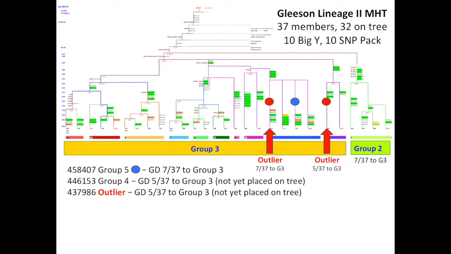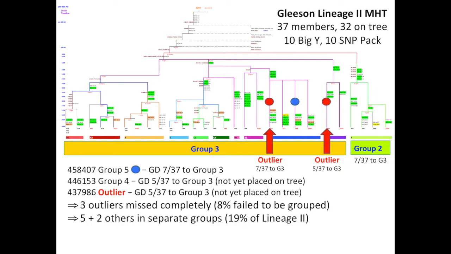Because I've done my mutation history tree and my SNP testing, I can actually identify that person as an outlier. Normally, he'd just be in the on-group section, and I wouldn't even think twice about it. But because I've done pretty advanced SNP testing on group two, I can identify where these outliers are. So three outliers were missed completely. That's 8% that failed to be grouped using this genetic distance algorithm.